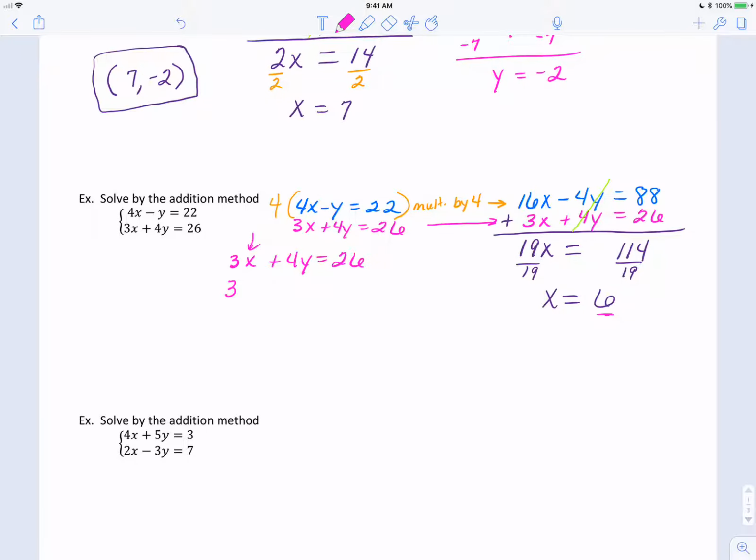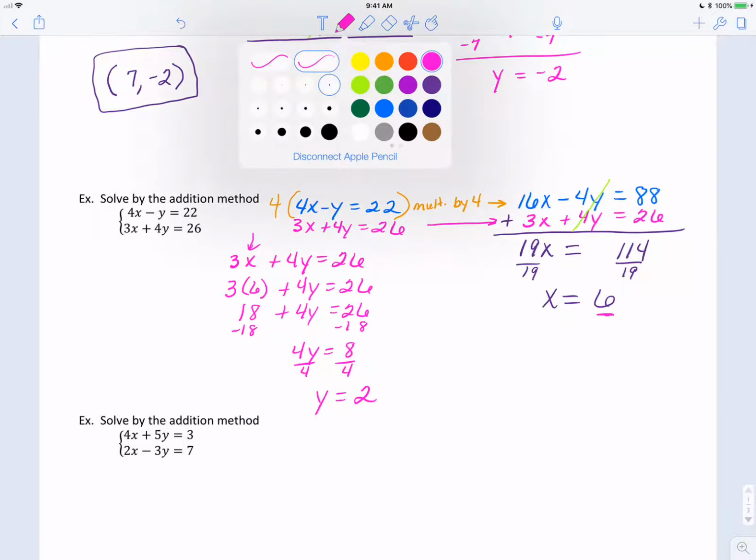So 3 times x, which we now know is 6, plus 4y is equal to 26. So 6 times 3 is 18, plus 4y is 26. So we'll subtract our 18 from both sides of our equation, and we're ending up with 4y is equal to 8. We divide both sides by 4, then y is 2.